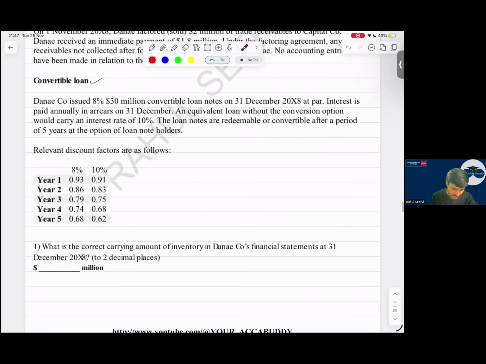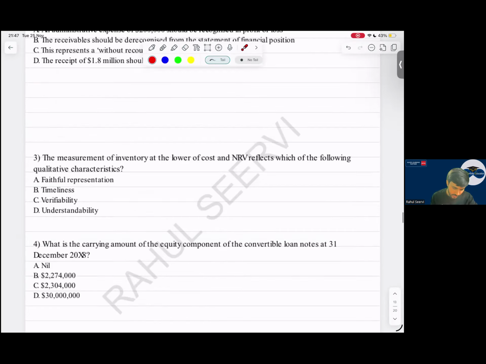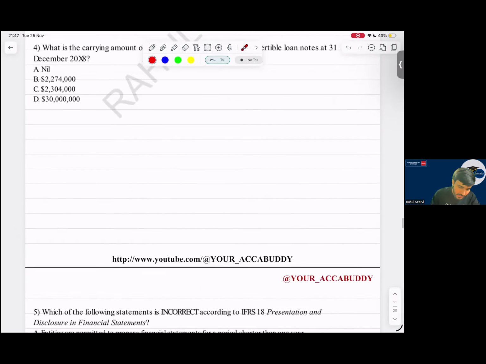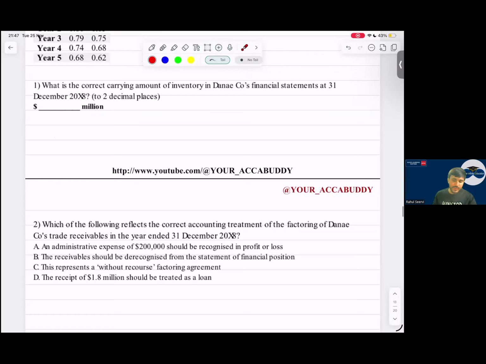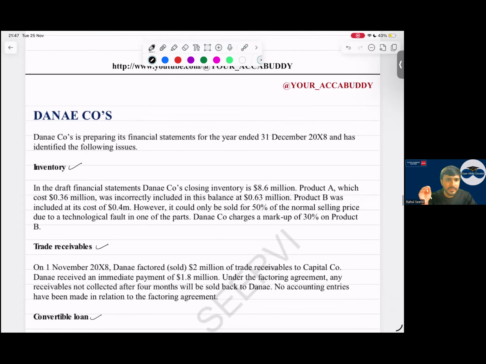Then the discount rate is given. They have given the questions 1, 2, 3, 4, and 5. Then let us start with the first thing. D is preparing its financial statements for the year ended 31st December 2008. Year end is what, sir? 31st December 2008, and it has identified the following issues. There are following issues which we have to correct.